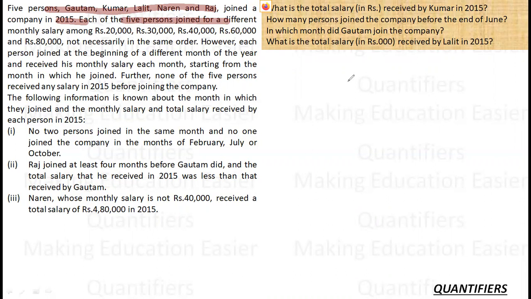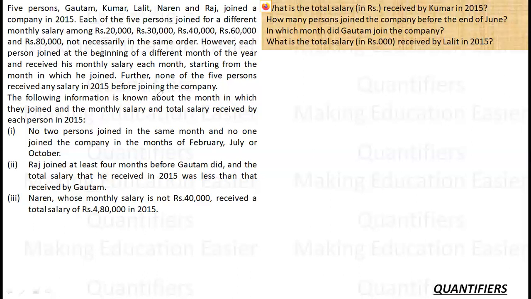So if a person is joining in January, he will get a salary of 12 months. If a person is joining in February, he will be receiving a salary of 11 months from the date of joining. So if a person is getting a salary for 6 months, I can say that he is joining in the 7th month of the year. January, February, March, April, May, June, he will be joining in July, because from July to December he will be getting 6 salaries. So for 7 salaries, he must be joining in June. For 6 salaries, he must be joining in July, and so on and so forth.